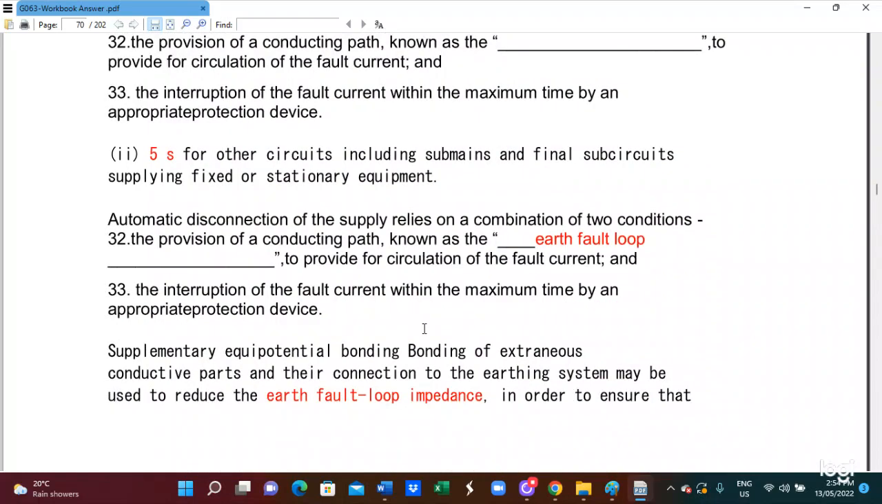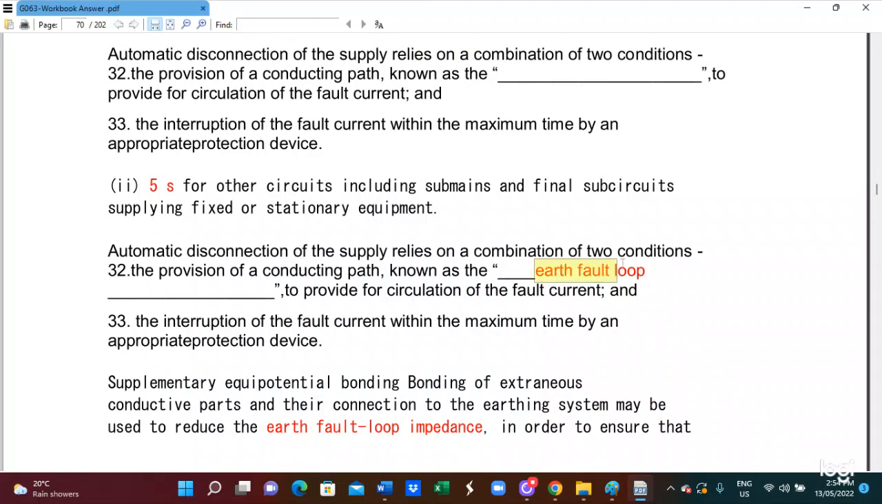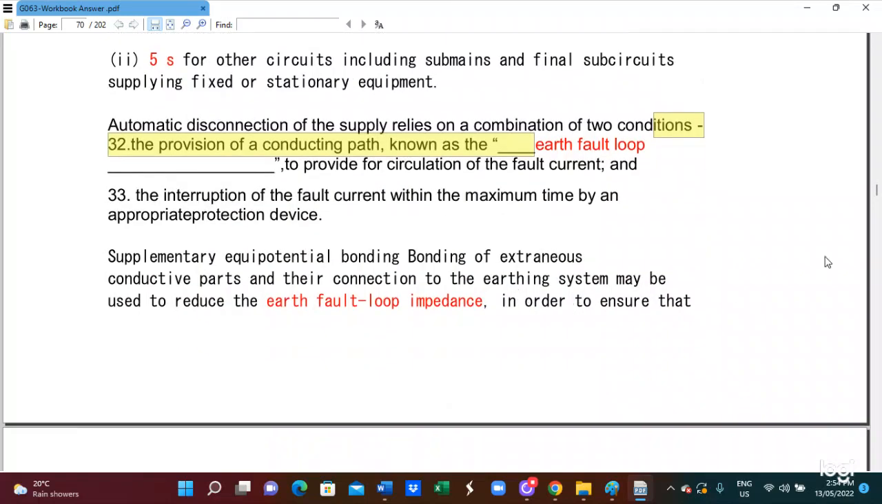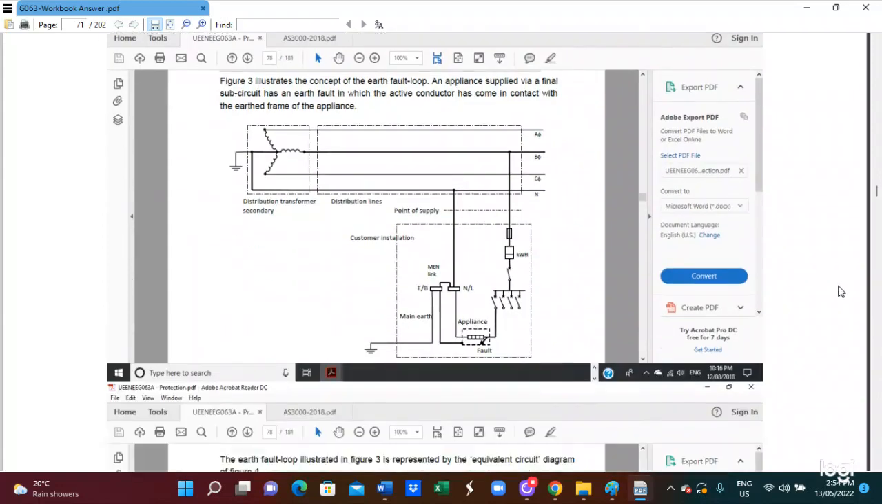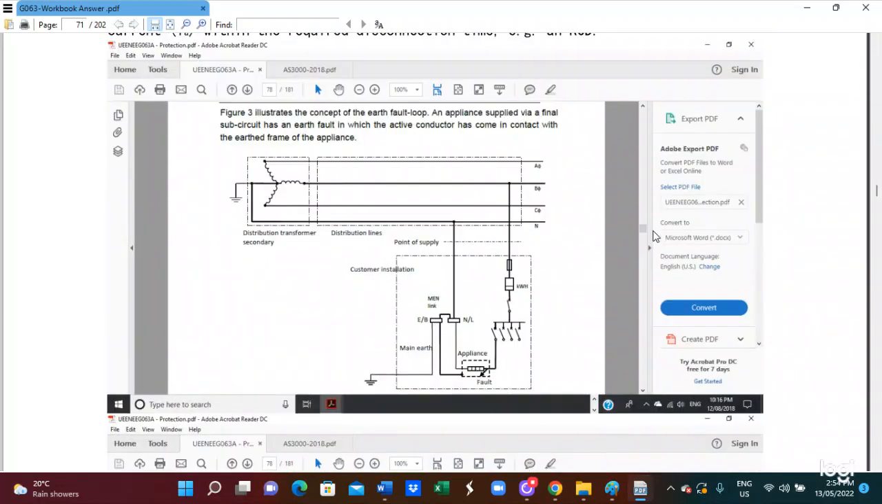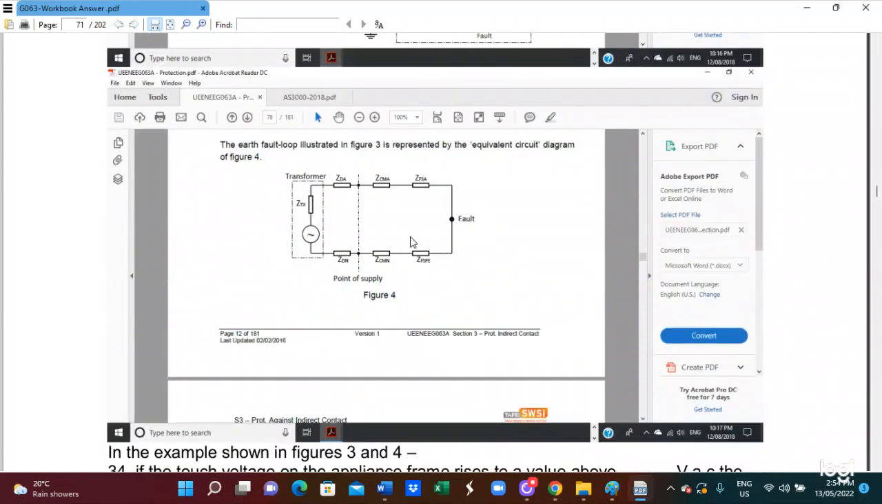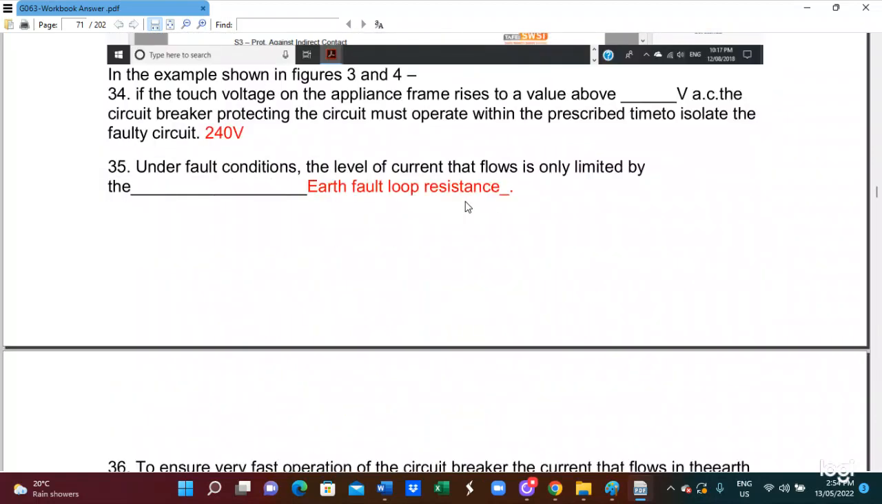So the automatic disconnection of supply relies on the combination of two conditions. So this combination depends on the earth fault loop. Also, the earth fault loops are needed. And also that this one does not include the automatic operating current. This is a simple diagram, and this is the block diagram you can follow.